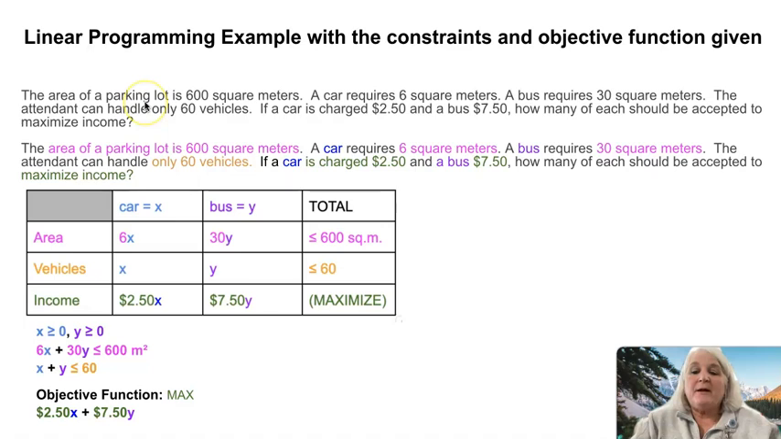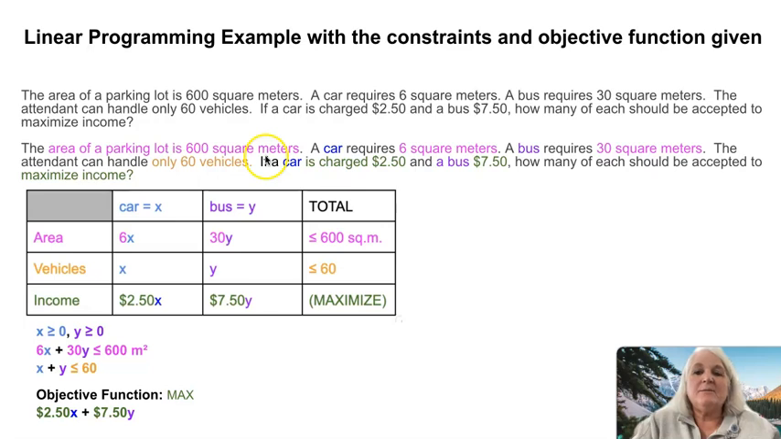So this is the problem that we are given to work on. The area of a parking lot is 600 square meters. A car requires 6 square meters. A bus requires 30 square meters. The attendant can handle only 60 vehicles. If a car is charged $2.50 and a bus is charged $7.50, how many of each should be accepted to maximize income?